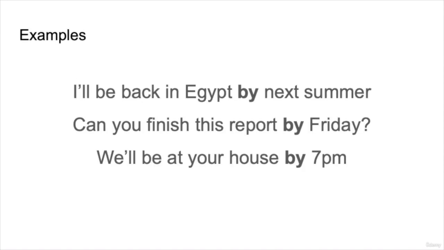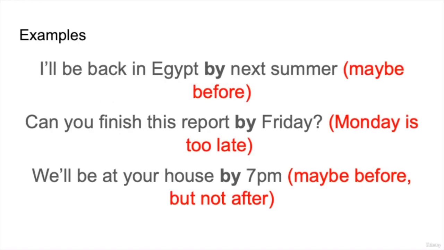So here we have 3 examples using by. I'll be back in Egypt by next summer. Can you finish this report by Friday? We'll be at your house by 7. So I'll be back in Egypt by next summer means maybe before. So maybe early summer, but definitely not after the summer. So I'll be back in Egypt by next summer.